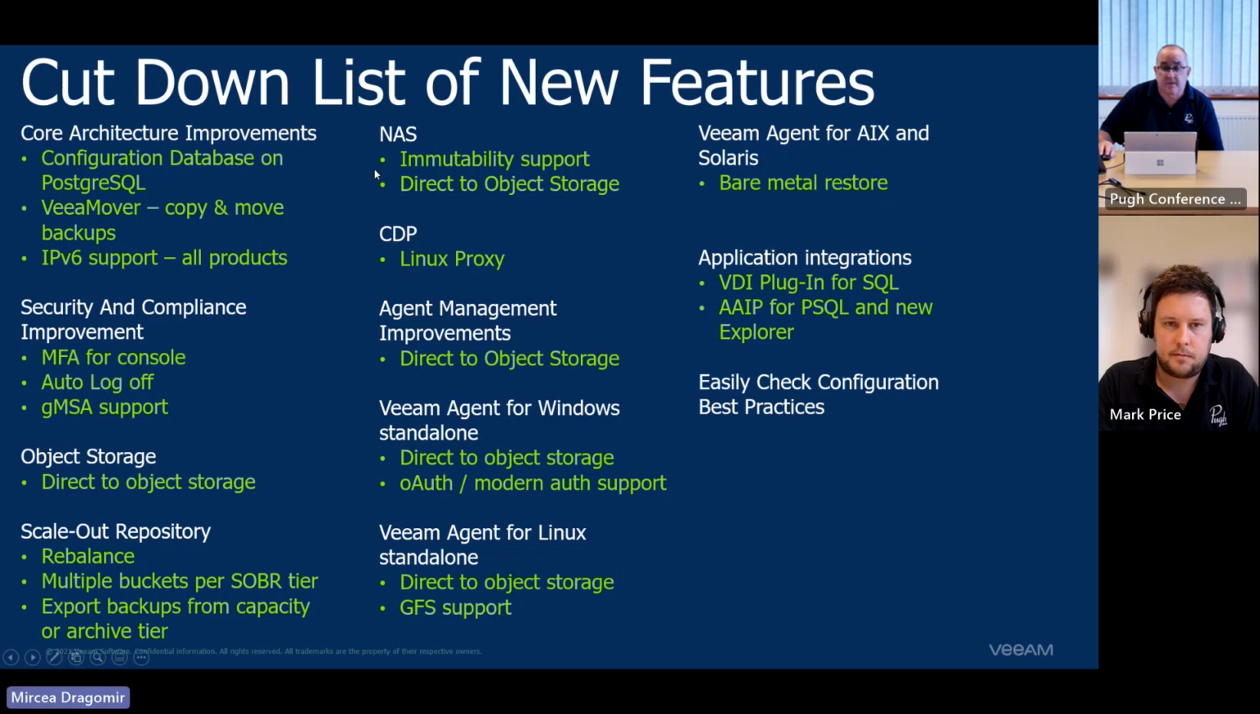For our NAS backups, they'll also support immutable backups from the get-go. Until now, we had to do a workaround. And for NAS, we can also offload the data straight to object storage.